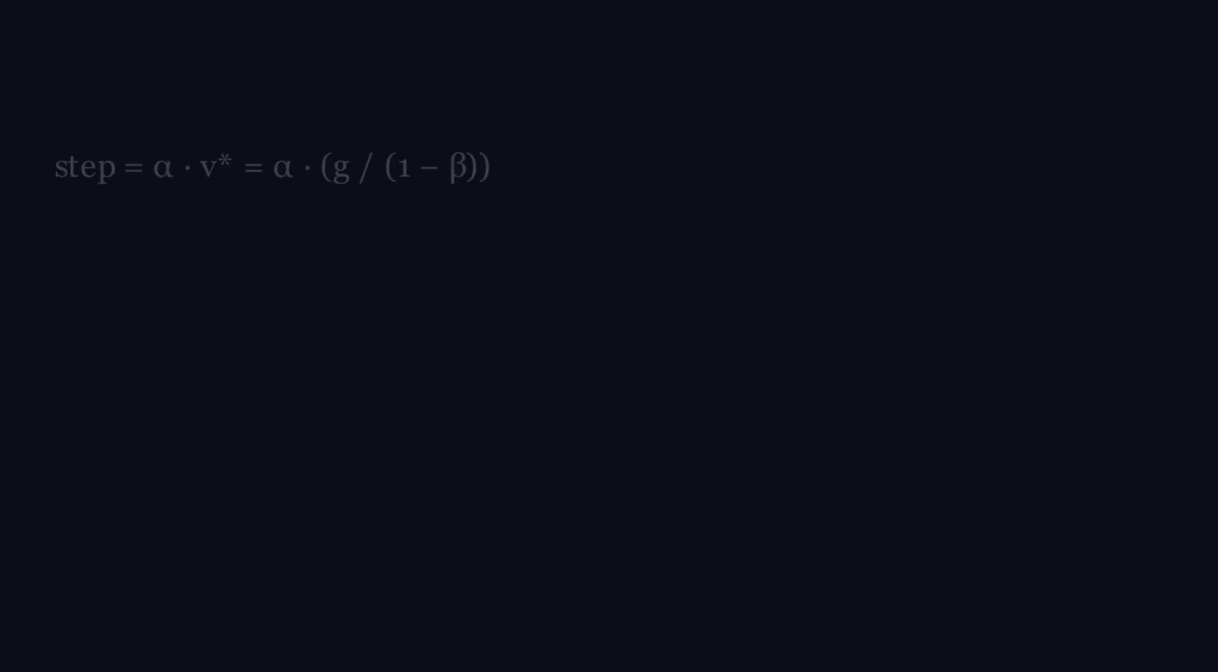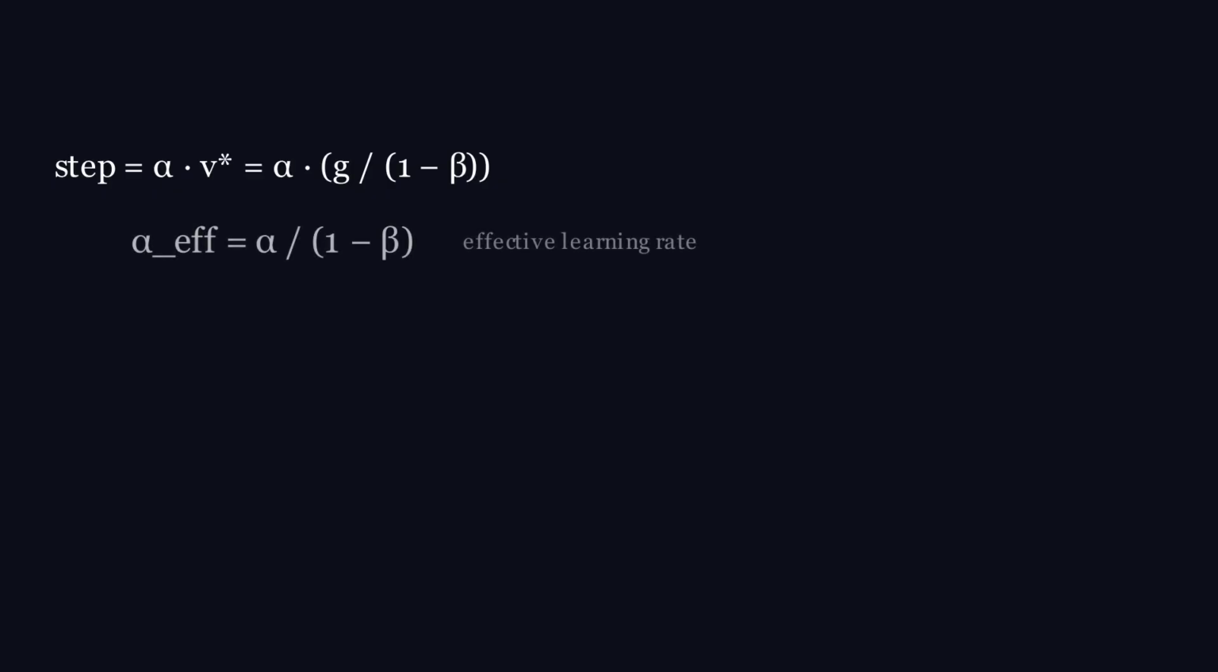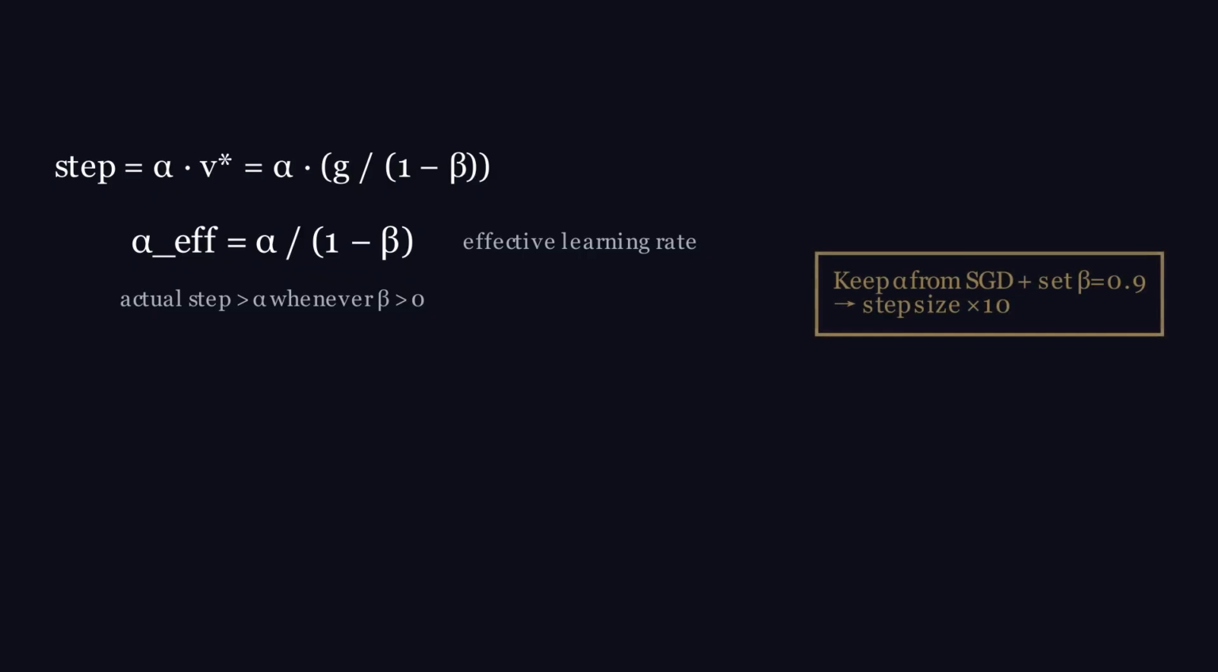Understanding the SNR improvement is only half the picture. The other half is what this amplification means for how you set your hyperparameters. Alpha and beta are not independent dials. Under a constant gradient g, the step taken each iteration is alpha times the steady-state velocity. Define the effective learning rate as alpha divided by 1 minus beta, the actual step size per unit of gradient. In plain terms, the effective step is larger than alpha alone whenever beta is greater than 0. At beta equals 0.9, alpha effective equals 10 times alpha.